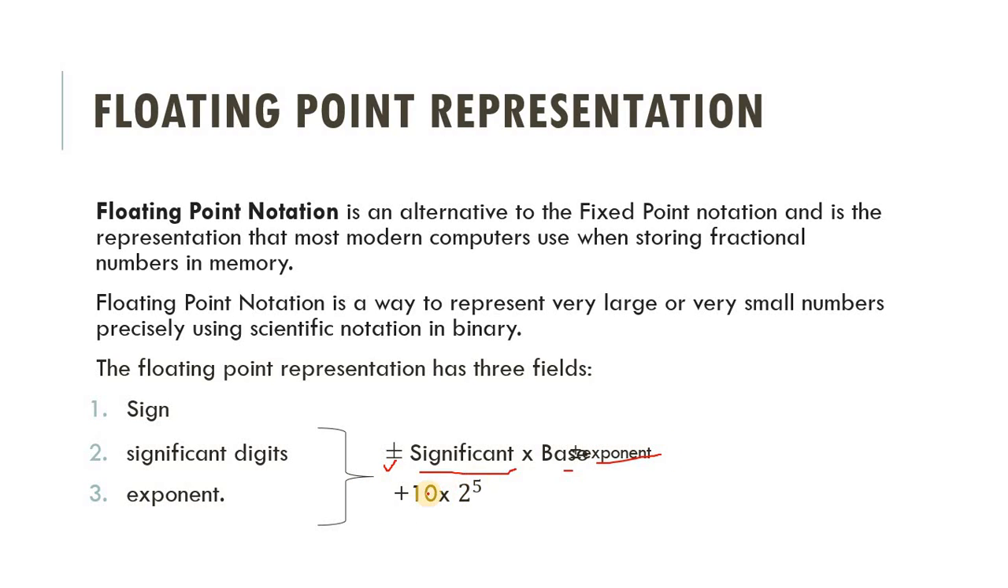This can be represented like, suppose the sign is positive, so plus, then a significant number or any integer value, say 10, times the base raised to the exponent, so 2 raised to 5. This becomes one number, and this is called the floating point representation of a number. Now let's understand in detail.